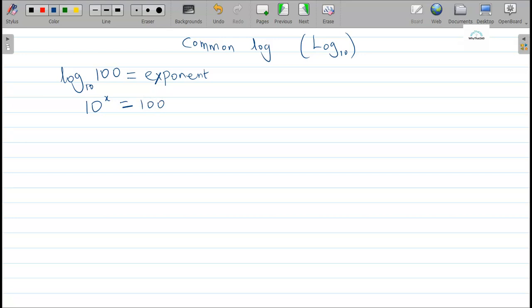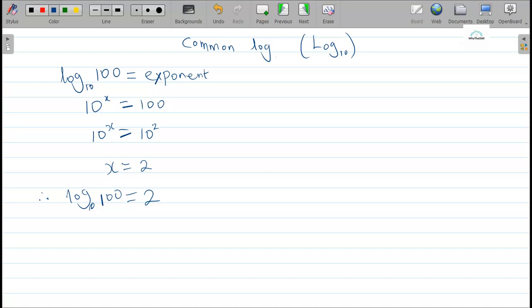So 10 to the power x is equal to 100, which is 10 to the power 2. Since the bases are the same, we equate the exponents. x is equal to 2. Therefore, log of 100 to the base 10 is equal to 2.